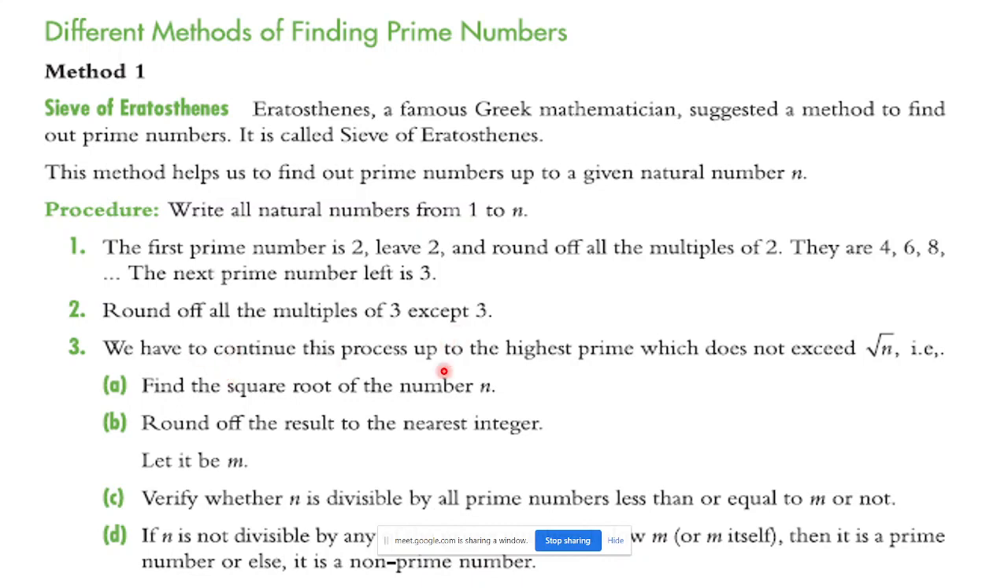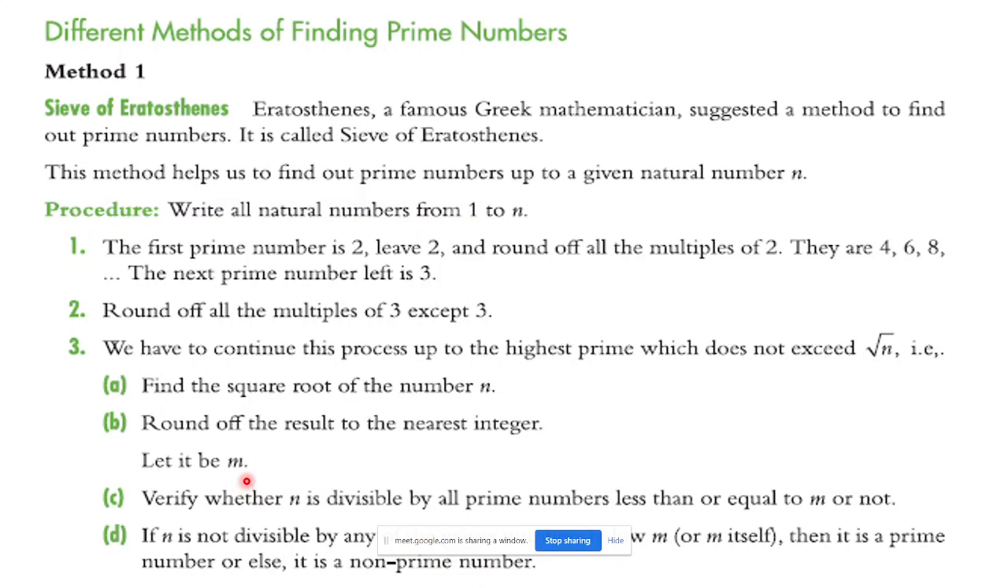We have to continue this process up to the highest prime, which does not exceed the square root of n. That is, first, what should we do? Find the square root of the natural number n. Whatever the number is given, we have to find the square root of that number. Next, round off the result to the nearest integer. Let it be m.